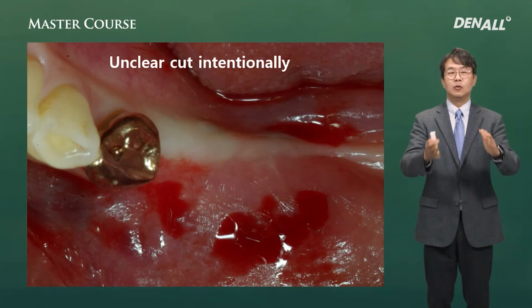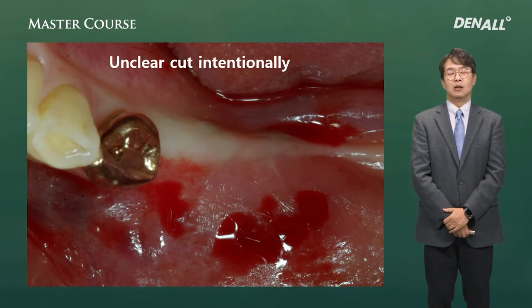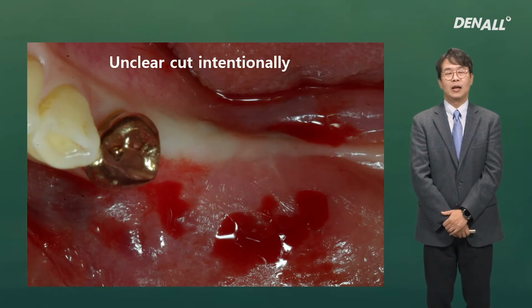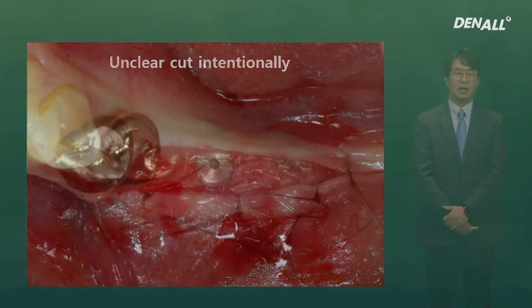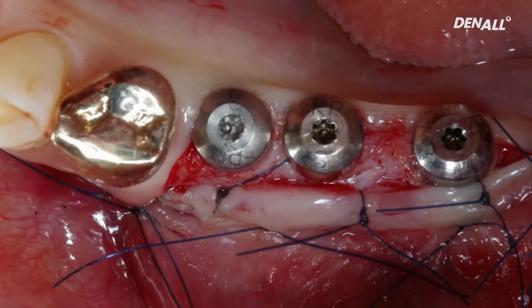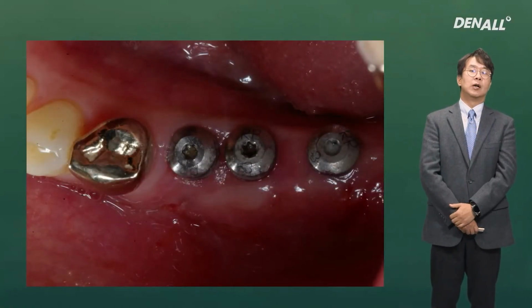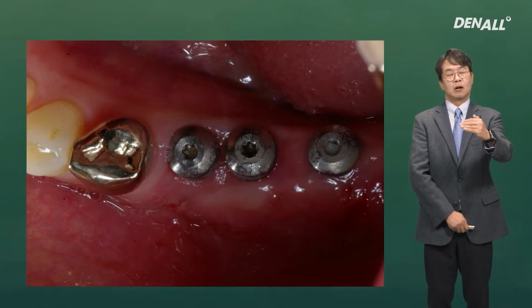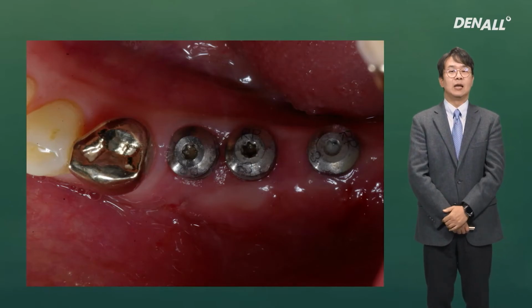So a partial flap is made. An apically repositioned flap is used with this kind of incision to preserve keratinized tissue. And when it is healed, the keratinized tissue surrounds the area. Looking at this, compared to the initial state, you can see more keratinized tissue later.